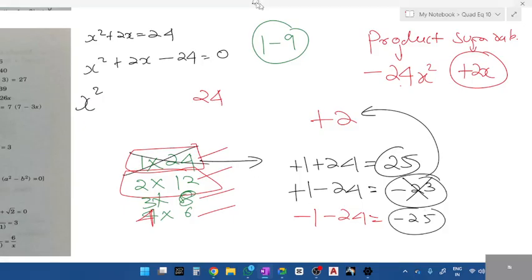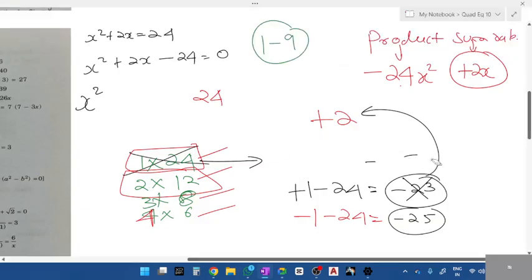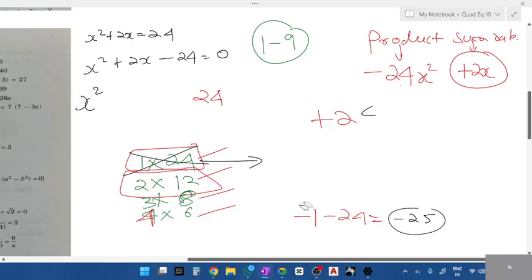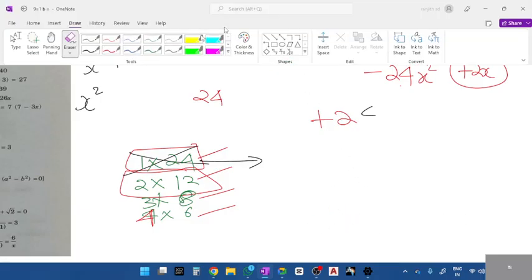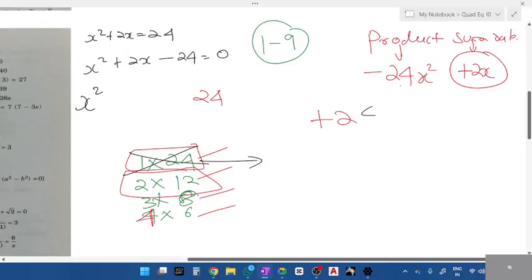What about 2 and 12? No, right? If you add, what do you get? 2 and 12, if you add them, you get 15. If you subtract, you get 10. That's it. Don't write and check, just check.